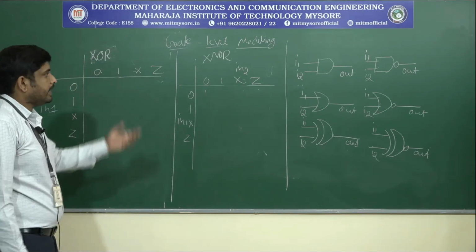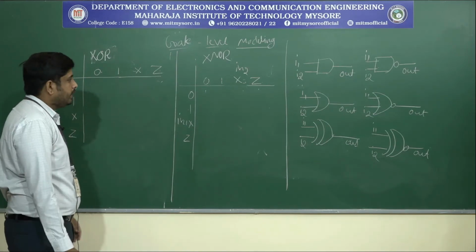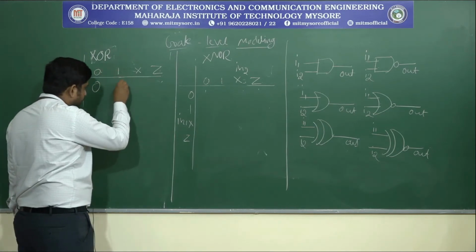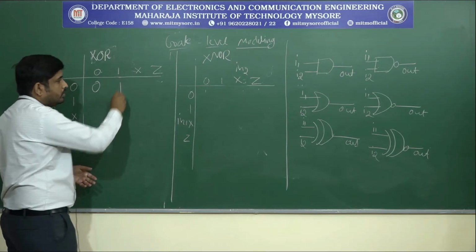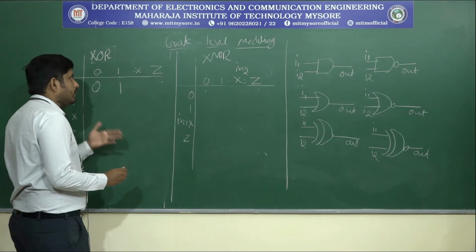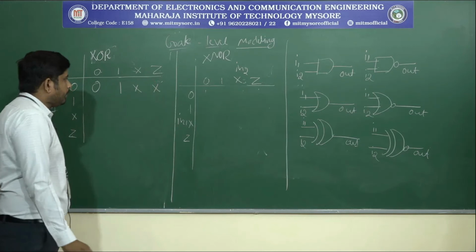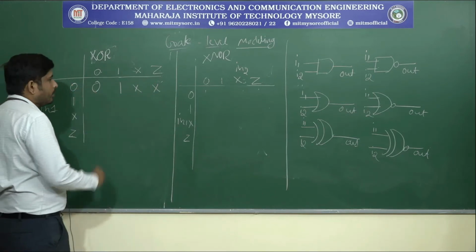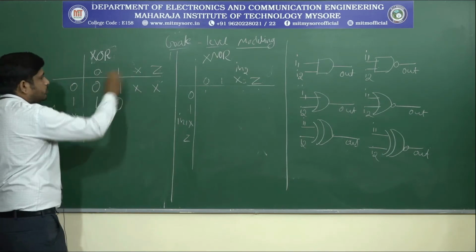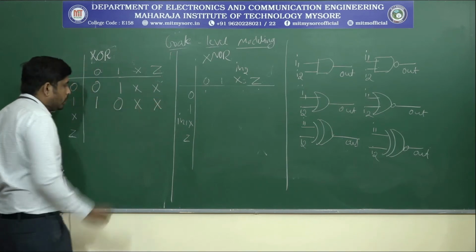XOR and XNOR we call special gates with respect to digital system design. When it is 0 0, obviously it's 0. When it is 0 1, it's 1. Then 0 x, it depends on the don't care value, so that is x. Then again z, it depends on high impedance, that is x. 1 0 is 1, 1 1 is 0, then 1 x depends on a don't care value. We have to write a don't care here.